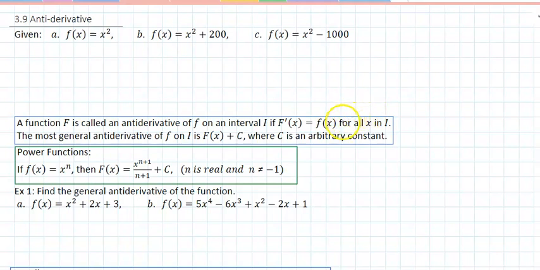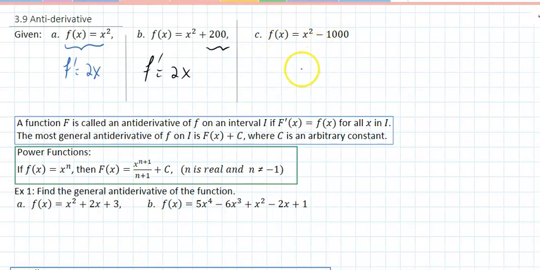3.9 talks about antiderivatives, so that's working backwards from a derivative. So if I take a function f of x and I want to take a derivative, well, we know that's 2x. A derivative of part b is 2x plus 0. Well, that's 2x. And a derivative of part c is also 2x minus 0, which is 2x. So this is called differentiation.